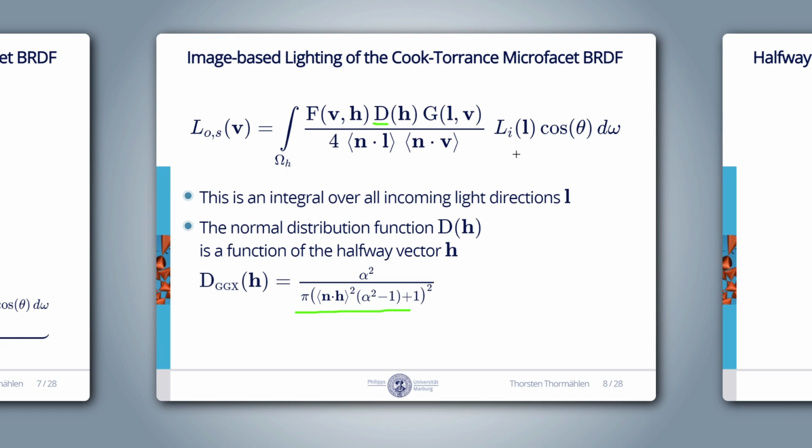Now there is one problem here. Omega is a solid angle around the light vector L. This is an integral over all incoming light directions L. But the normal distribution function D is a function of the half-way vector H. This means during importance sampling we have to sample the half-way vector, not the light direction. Consequently, we need a mathematical expression for the relation between L and H.